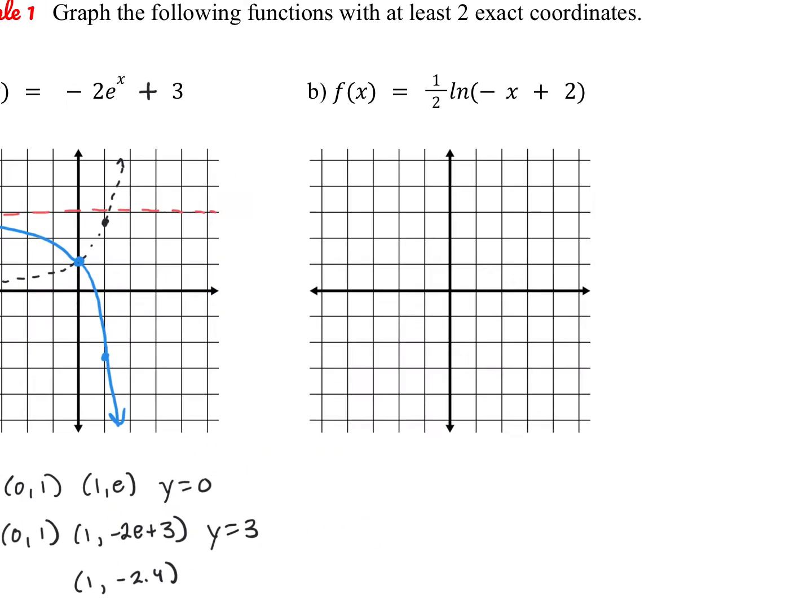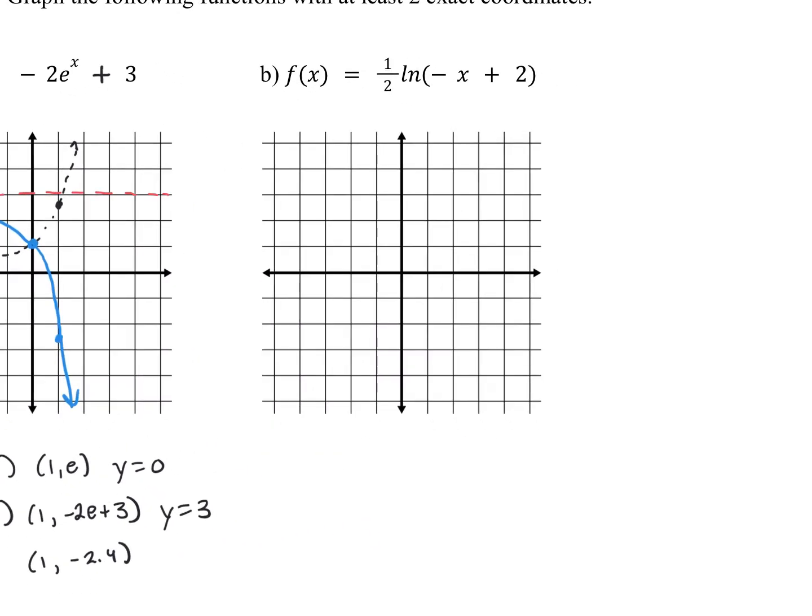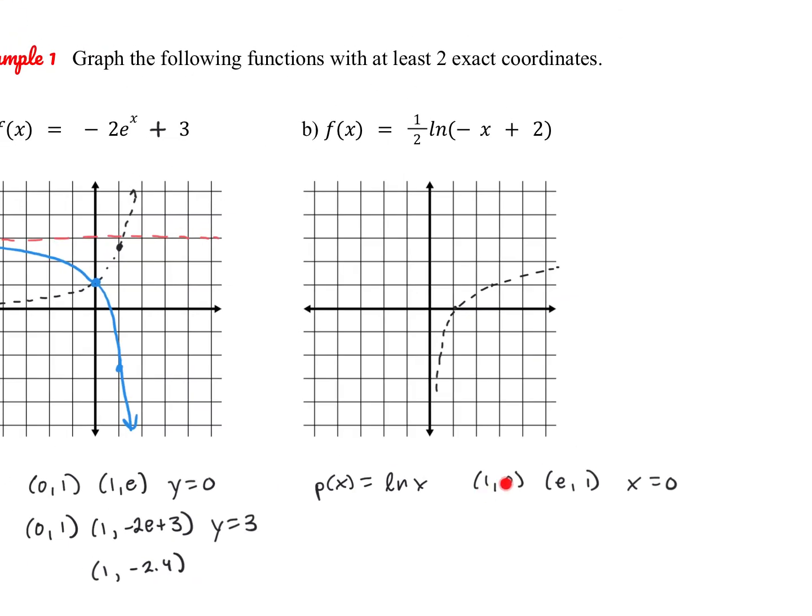All right, let's try the second one. Here we have a natural log function. So our parent function would just be the natural log of x. So our two key points here would be (1, 0) and (e, 1). And then we also have a vertical asymptote at x equals 0. So remember, it looks something like this. Okay, and now we can transform our coordinates or our graph, whichever way you prefer, but we do need exact coordinates, so this helps us provide those.